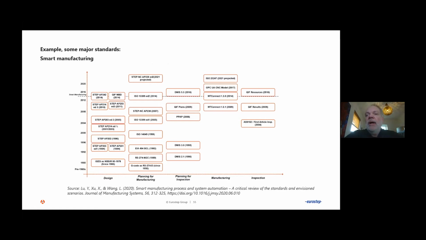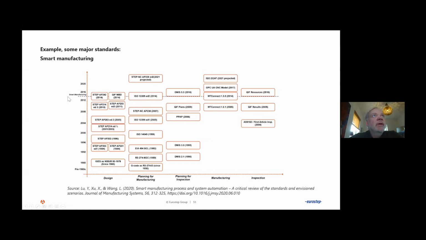So I will jump into an example here. I have picked, you can see the source here, a paper from 2020. This is one example where they have made a survey of different standards that might be applicable from a smart manufacturing perspective. I think this is a good example that shows there is a timeline, so you can see there is an evolvement of standards as well.